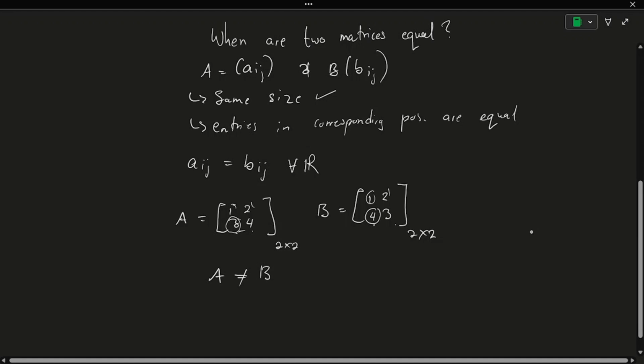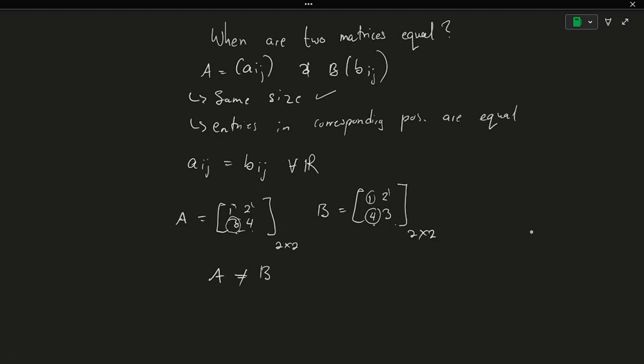So Aij should be equal to Bij for all real numbers. So all entries in this matrix should be equal to all entries in this matrix in corresponding positions, and they should also have the same size. If it's 2 by 2, this one also has to be 2 by 2. If it's 3 by 3, this one also has to be 3 by 3 with same corresponding entries.